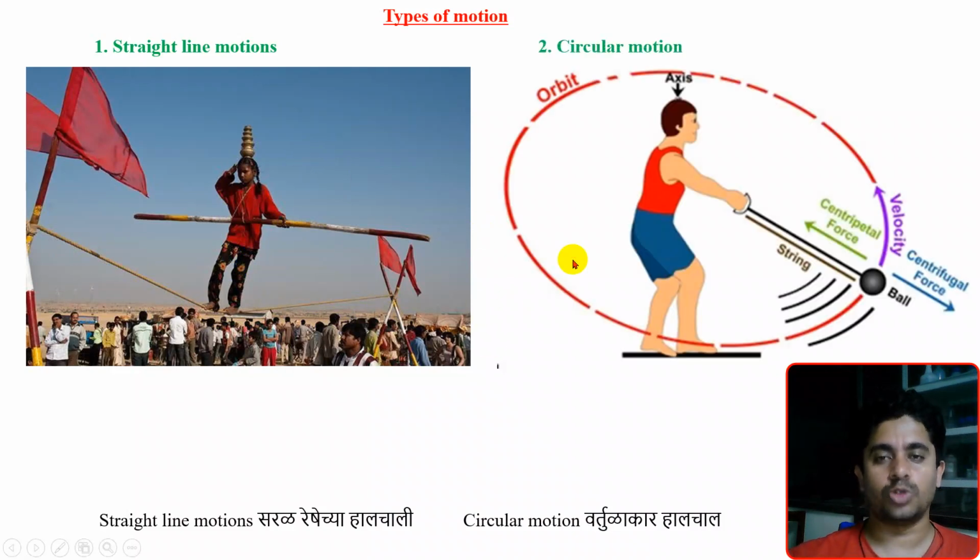Second motion is circular motion. As you can see in the picture, this boy is rotating this ball using a string. He will make a rotation about himself, a circular orbit, and then at some point he will throw the ball. This is an example of circular motion.